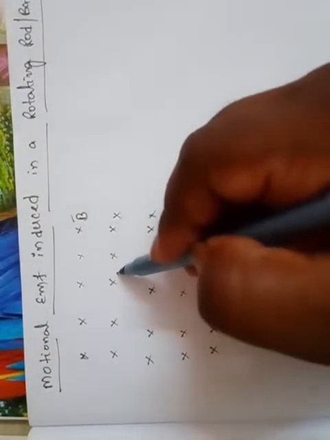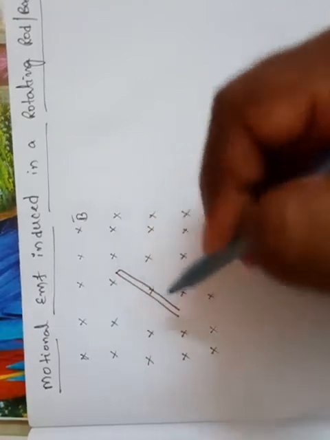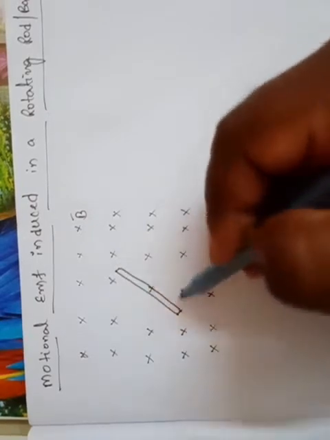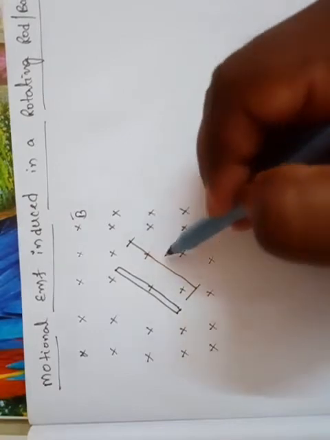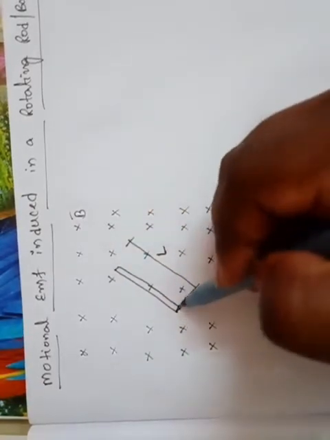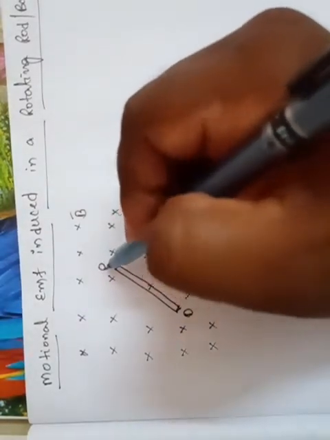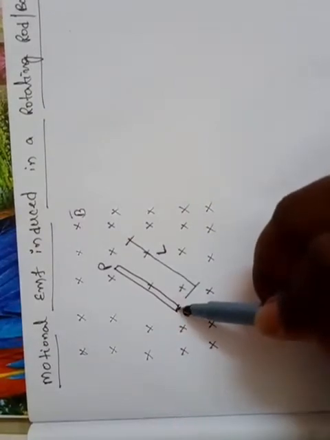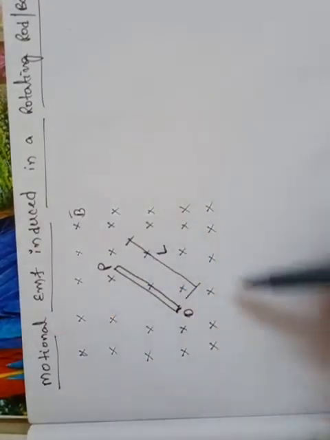Now a rod or a bar is given. The total length of the rod is given as L. Let the free end be O and the other end be P. This rod is fixed at point O in such a way that it rotates about this point O, like this.